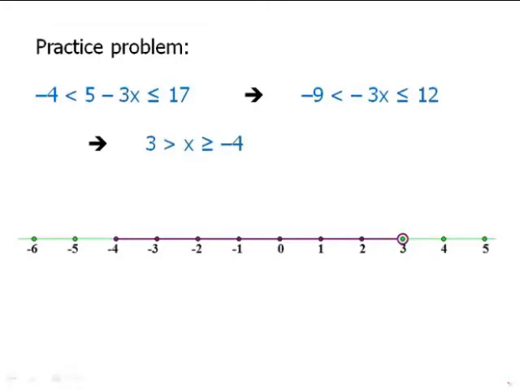And notice that we include -4. We have a solid dot there. We have an open circle at 3 because that's not included. So the left endpoint is included in the solution. The right endpoint is not included in the solution. And just to be clear, we could have any decimal up to 3. We could have 2.9, 2.99, 2.9999999. We could have any decimal as close as we want to 3, and that would still be in the solution. We just can't equal 3.